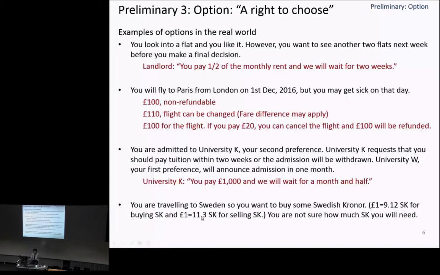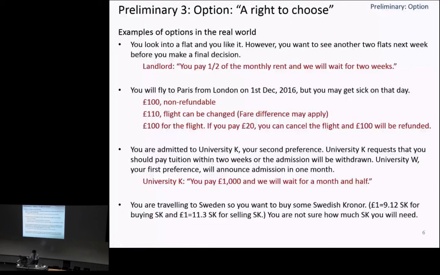You don't want to experience currency shortage in the middle of your trip, but you don't want to buy too much Swedish krona, because if you come back from your trip with a lot of unspent krona, you will have to buy back British pounds, and at that point, this bid-ask spread will become your cost. Even today, with 1 pound, you can buy only 9 krona, but to buy back British pound, you need 11 krona. Yes?